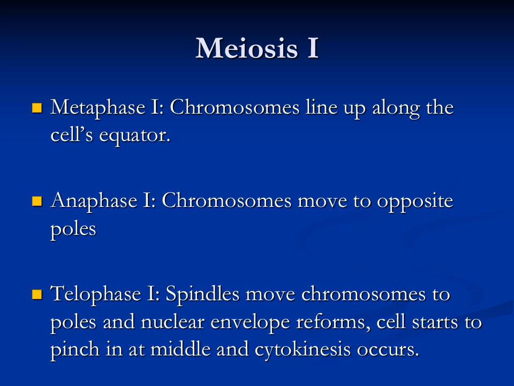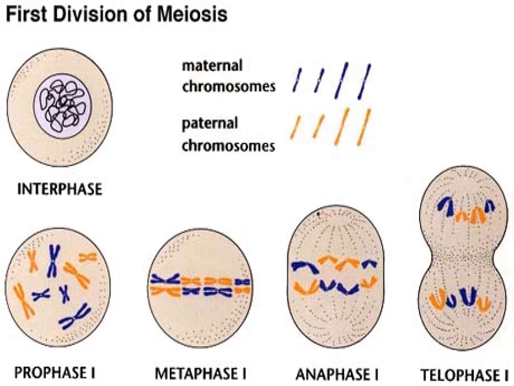Then you have metaphase. It's the same as in mitosis. The chromosomes line up along the cell's equator in the middle of the cell. Anaphase, they break off into little V's and move to opposite poles. Telophase, they split off and cytokinesis happens. And so that's the first division of meiosis.